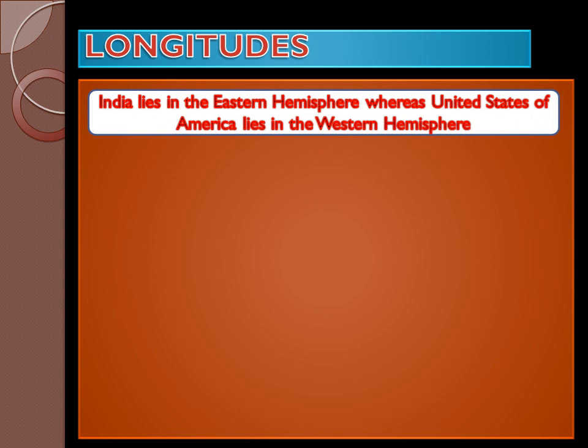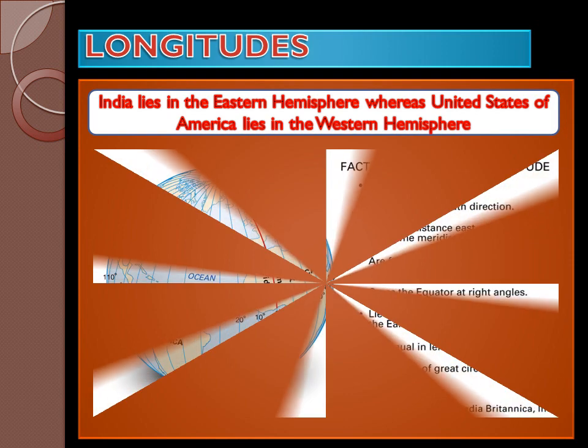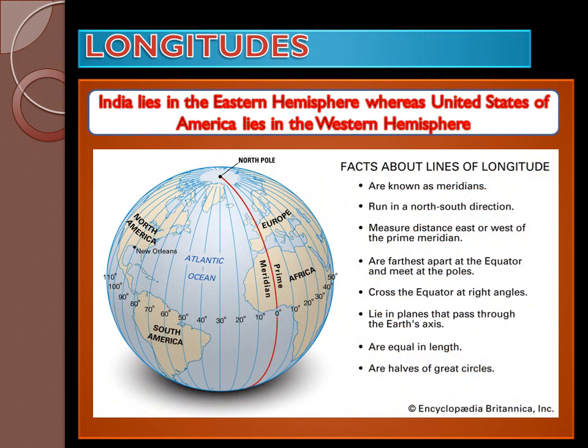Now when we talk about India, it lies in the eastern hemisphere, whereas the United States of America lies in the western hemisphere. Now we will discuss some of the facts about lines of longitude. So you can see a red color line which is the prime meridian, which starts from the North Pole and ends at the South Pole.